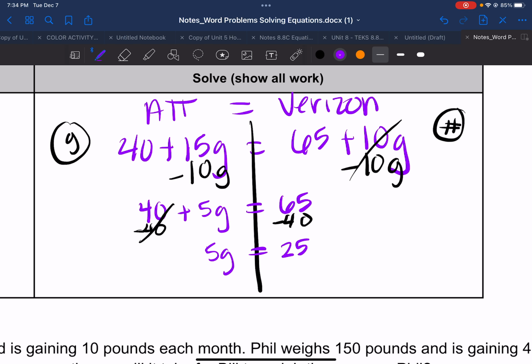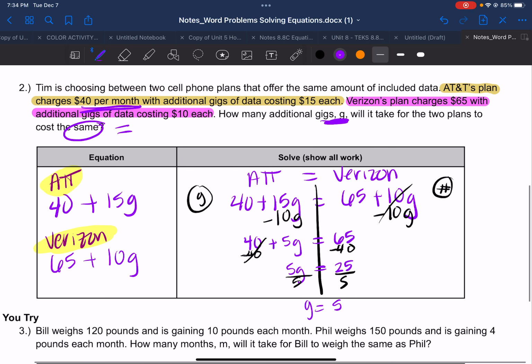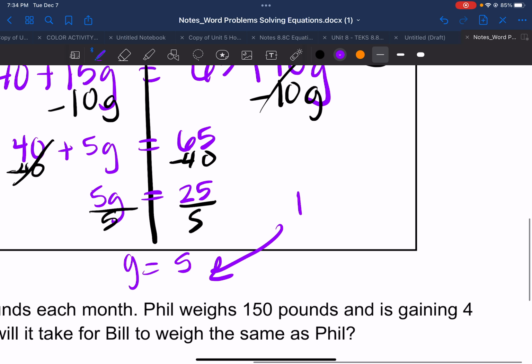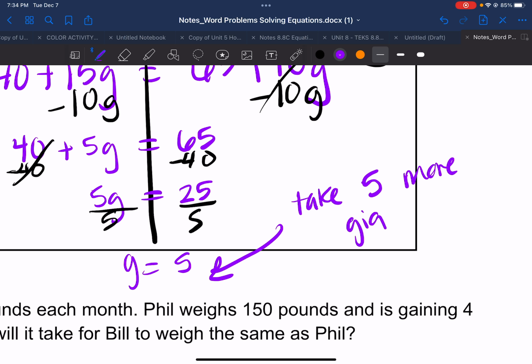All right. Lastly, we want to get G by itself. So we're going to divide by 5 here, divide by 5 here. So G equals 5. So it says how many additional gigs will it take for the two plans to be the same? It will take 5 more gigs. That's how many more it'll take for them to be the same.